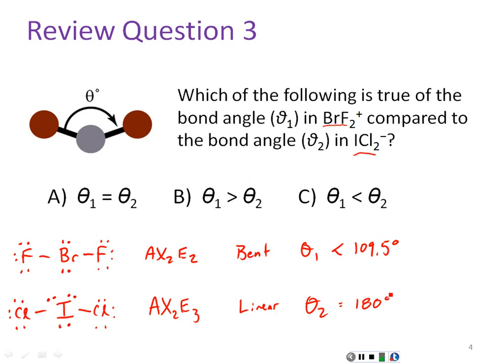So if we look at the angle theta 1 and theta 2, what can we say? Well, theta 2 has to be bigger than theta 1. And is that a choice? Yes, that would be choice C. Theta 1 is smaller than theta 2.